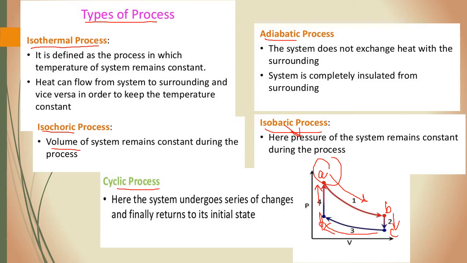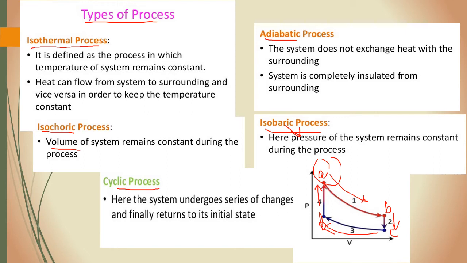You can see here the very first process is the isothermal process, which is related to temperature. In an isothermal process, the temperature of a system remains constant, and heat can flow from the system to the surroundings and vice versa in order to keep the temperature constant. So when we talk about isothermal, by its name it depends on temperature. Isochoric, by its name, depends on volume. In a system where the volume, or the quantity of the material fixed in the system, remains constant, the process is isochoric.